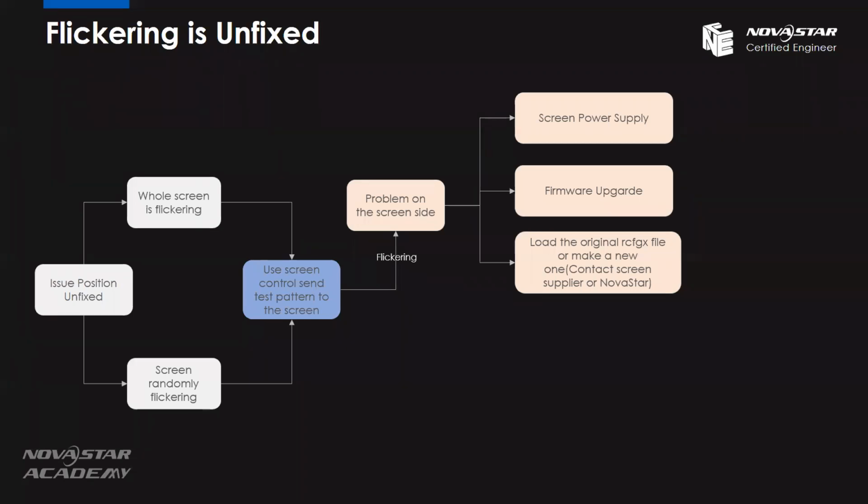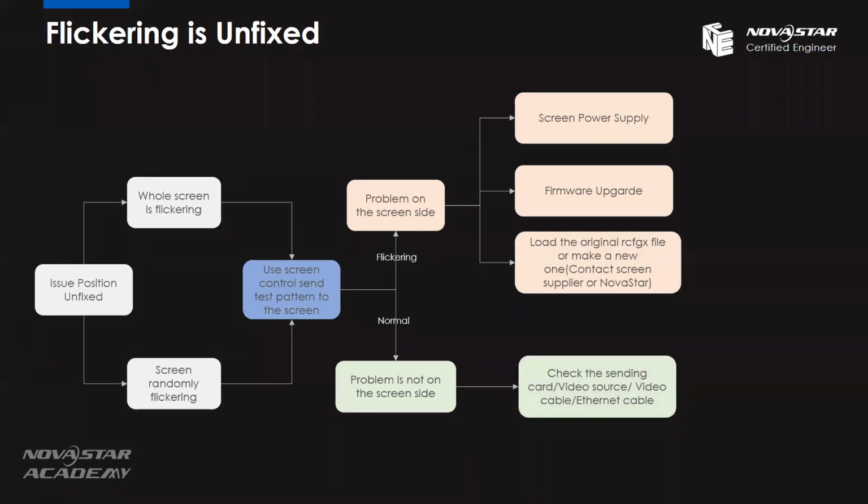So this is about when, after we send the screen control test patterns, the screen is still flickering, and we confirm that the problem is on the screen side, and then we check these possible reasons. And if the screen shows normal after we send the test patterns, we can confirm the problem has nothing to do with the receiving card and is not on the screen side. Then we need to check what comes before the receiving card, like the sending card, video source, video cables, and Ethernet cable. So these could be the possible reasons, and we locate them one by one, and we solve the issue.